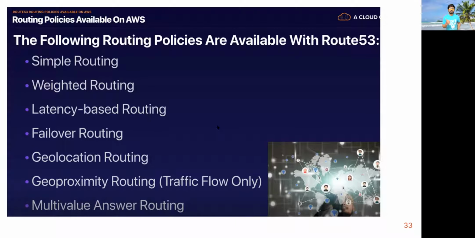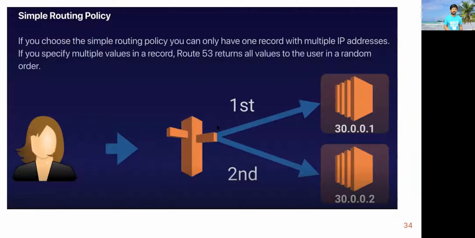Now there are several kinds of routing. First is simple routing, weighted routing, latency based, failover, geolocation routing, geoproximity, and multi-value. So I'm going to explain each of them to you. So let's get started. First thing is, what is simple routing policy?